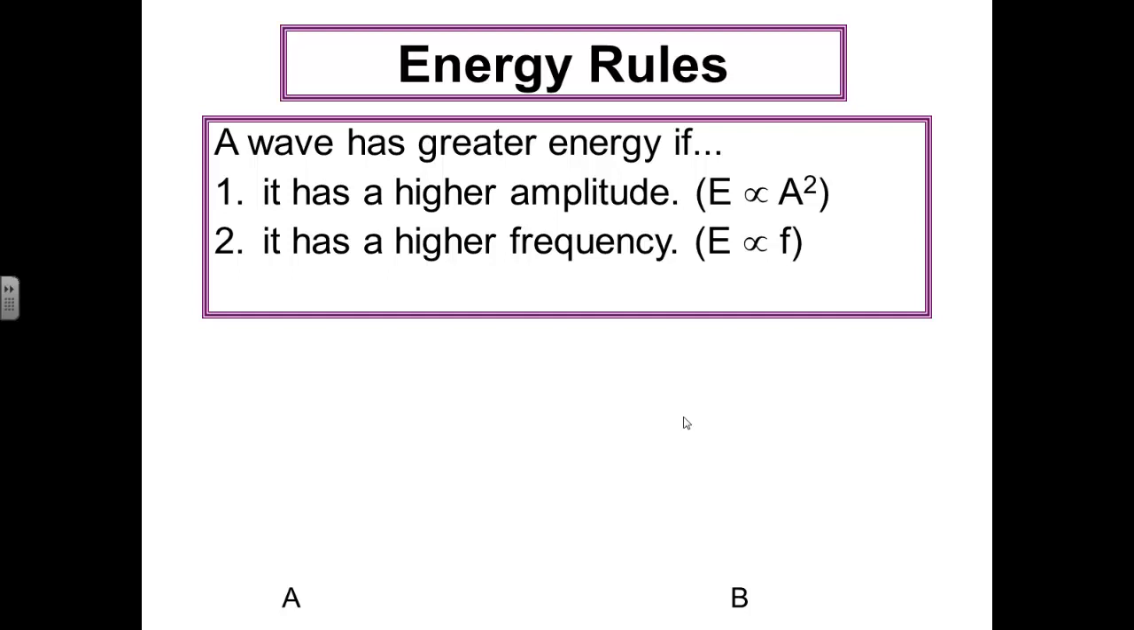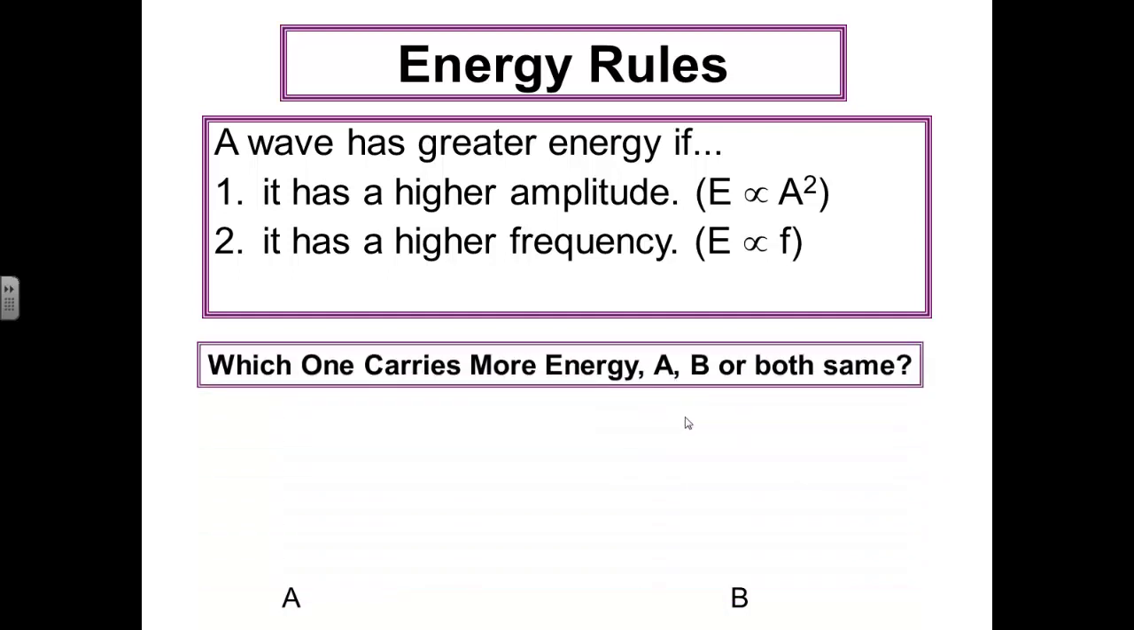Some other things are the energy rules. A wave has a greater energy if it has 1 or 2 conditions. If it has a higher amplitude, if the wave is higher, the energy of the wave will be greater. You can say that the energy depends on the amplitude squared. Also, it has greater energy if it has a higher frequency. So there are radiations with high frequencies like gamma rays and X-rays and even ultraviolet. These pack a lot of energy because they've got high frequencies.